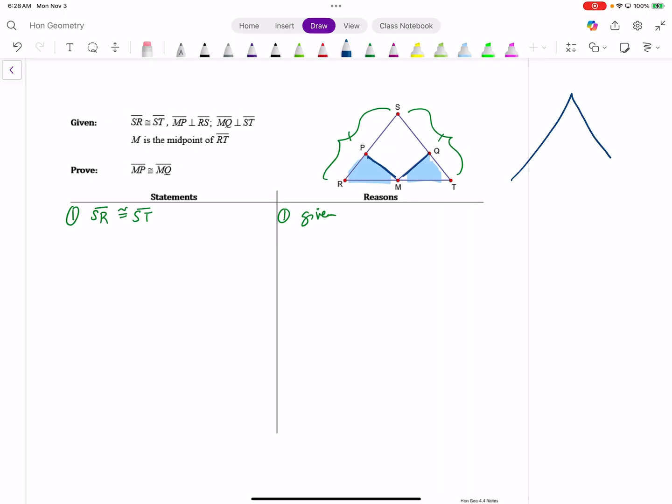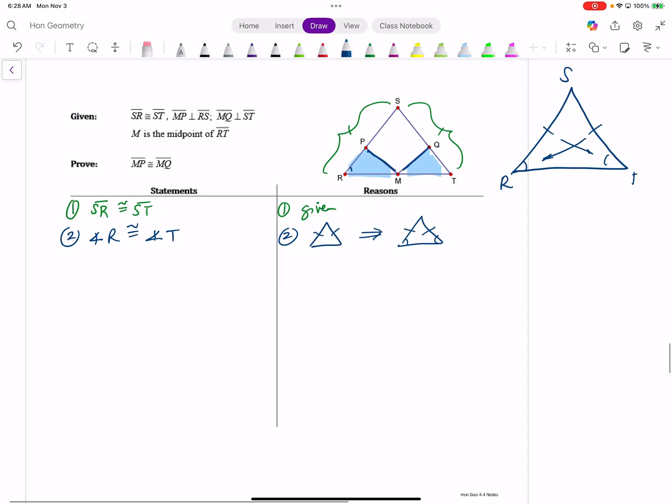What if we just thought about this as one big isosceles triangle? Because we know that this is congruent to this. Okay, because we know this angle is congruent to this angle because those are the angles across from those congruent sides in that triangle. So I'm going to go ahead and write that. I know that angle R is congruent to angle T. So I'll mark that up right there. Okay. So I got that out of the way. What else do we know? We know that MP is perpendicular to RS.